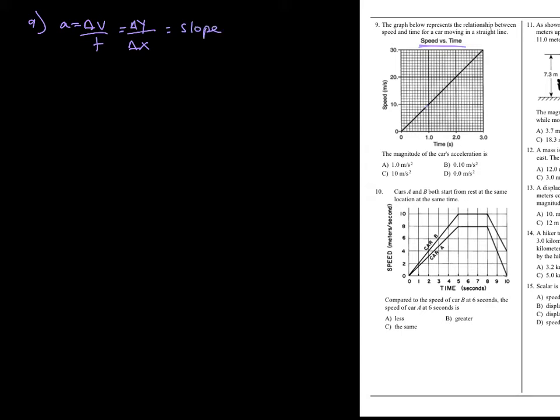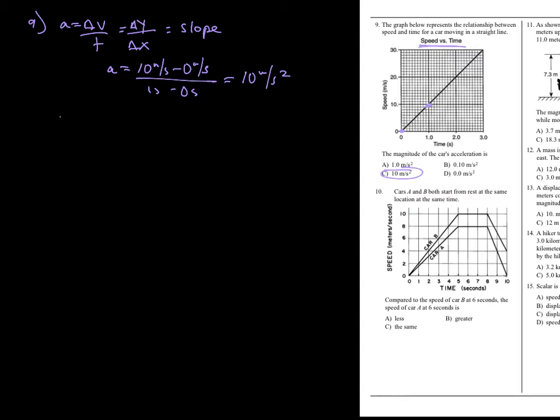You can pick 2 points on this graph, pick easy ones. So you go from 10 meters per second minus 0 meters per second over 1 second minus 0 seconds. You get 10 meters per second squared. Choice C.